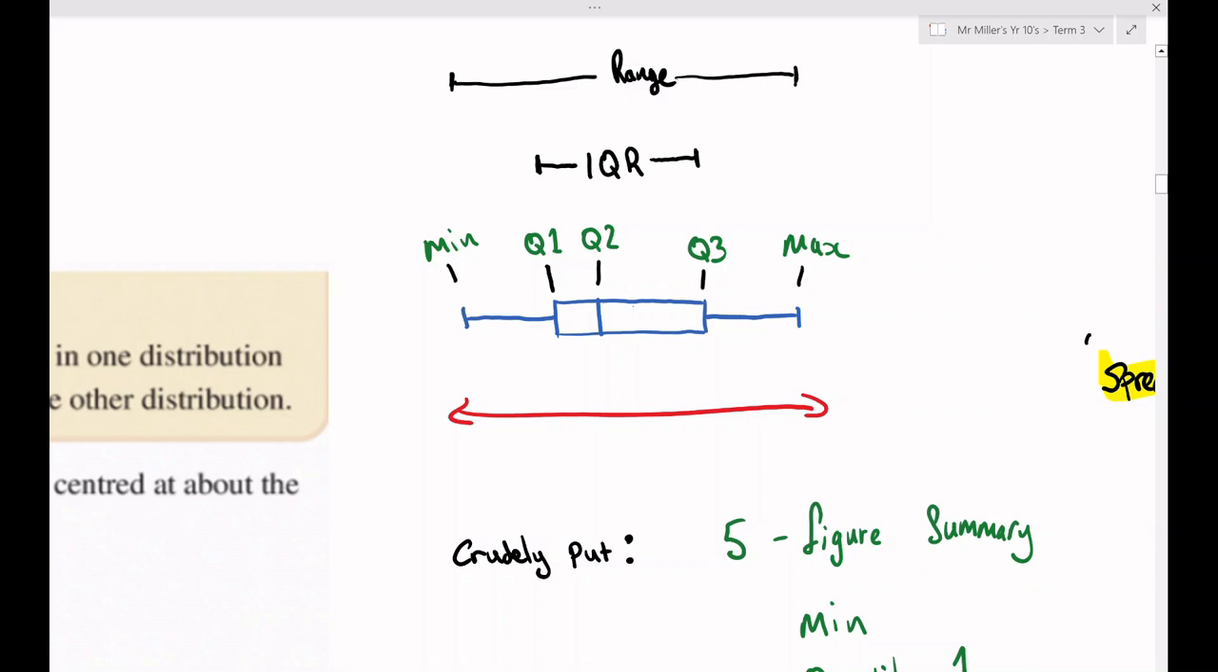And the interquartile range, that tells me a little bit about the central spread of my data. So the middle 50% of my data, there's about 50% of data in this region. And the interquartile range is telling me how that middle 50% is spread out.